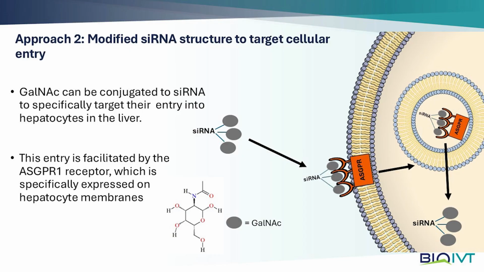The second approach is to use modified siRNA, such as GalNAc, to circumvent this issue and deliver the siRNA directly to the hepatocytes. So in these studies, we use GalNAc-conjugated siRNA to specifically target the entry into hepatocytes. This is facilitated by the ASGPR1 receptor, which is specifically expressed on hepatocyte membranes. So this could be done at any time during the hepatocyte culture.